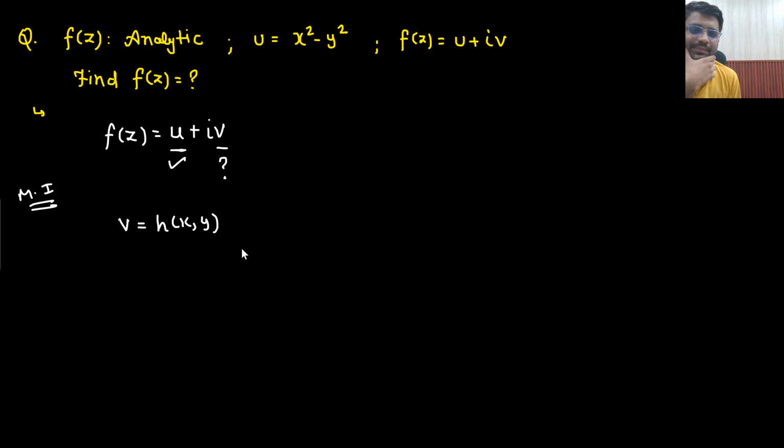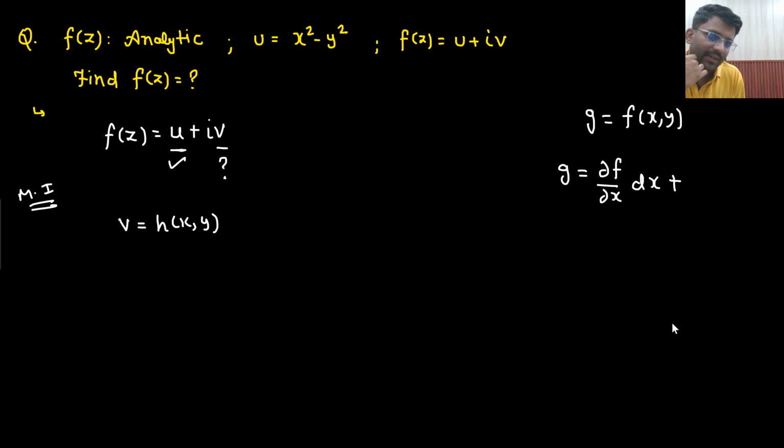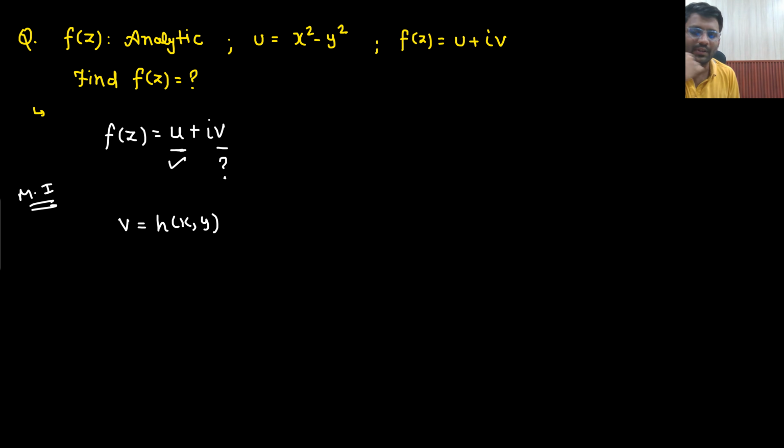Now do you remember something? Let's just say some variable is a function of x comma y. Then what we used to do? This variable could be written as: you partially differentiate f with respect to x, then multiply with dx, and partially differentiate f with respect to y, and then multiply with dy. I used to say that this and this are getting cancelled out, so you will get the function f only. That means I know that my v is a function of x comma y.